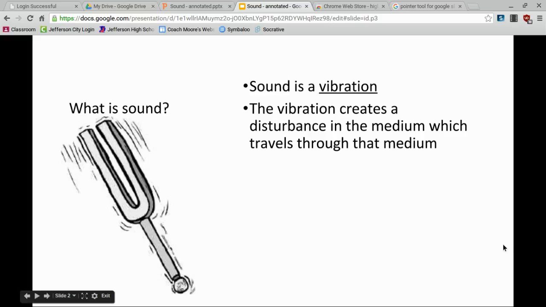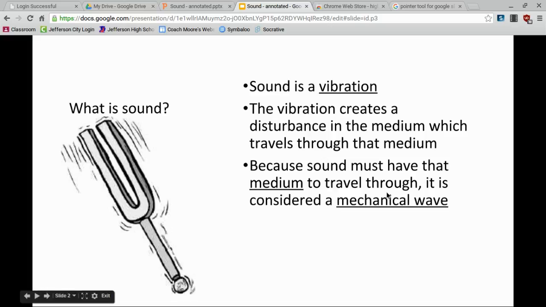We're going to spend a lot of time here talking about sound traveling through air, because that's the way we think about it, and it does. But just know that whenever I say air in this presentation, I could just as well mean water, or I could mean a solid too. So the vibration creates a disturbance in the medium, and that medium carries the sound. Sound has to have a medium to travel through. It's got to travel through air. It's got to travel through water. And because it has to have this medium, we consider the sound to be a mechanical wave.